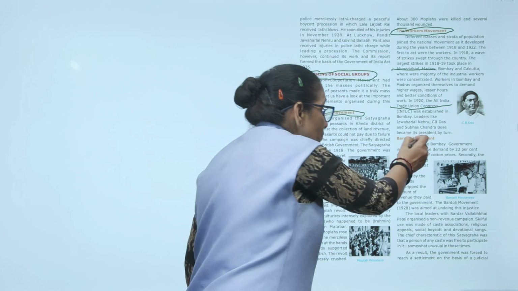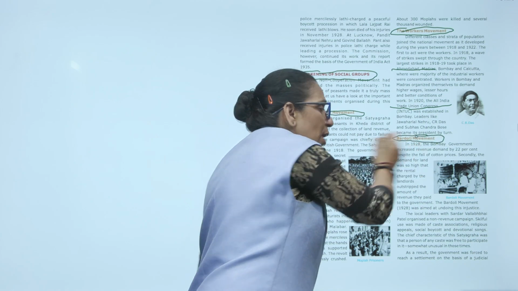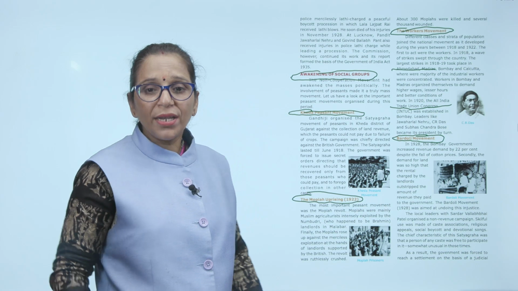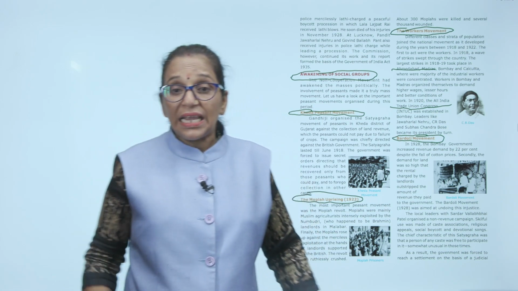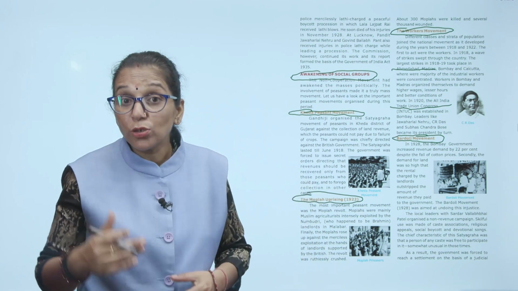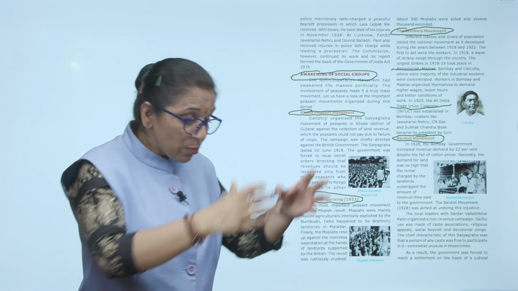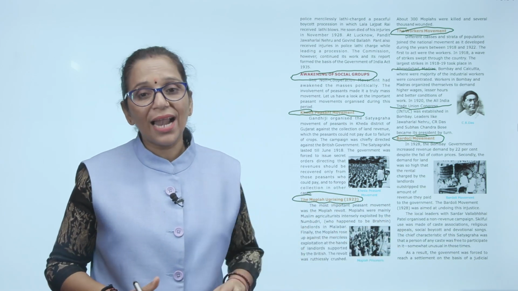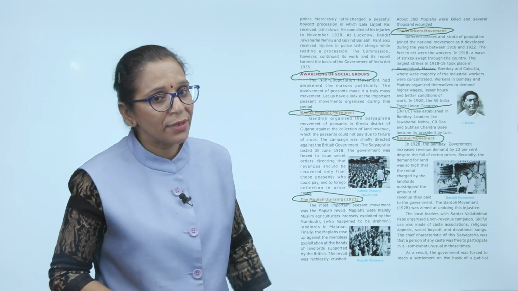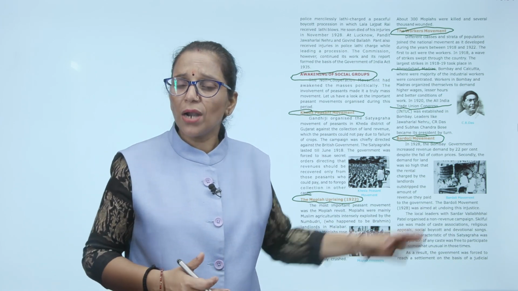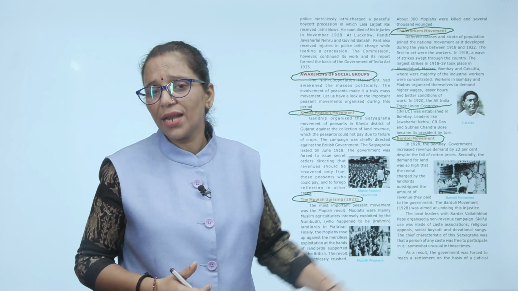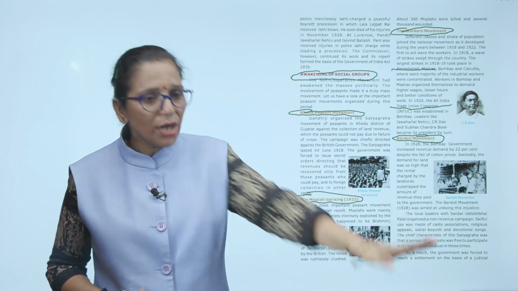Now moving to another famous movement, the Bardoli movement. In 1928, the Bombay government increased the revenue demand by 22%. See, at that time cotton prices had fallen, and yet they were increasing the revenue tax, by 22%. And secondly, demand for land was so high that the rent charged by the landlords outstripped the amount of revenue. Now what happened? The Bardoli movement of 1928 was organized, aimed at undoing this injustice.